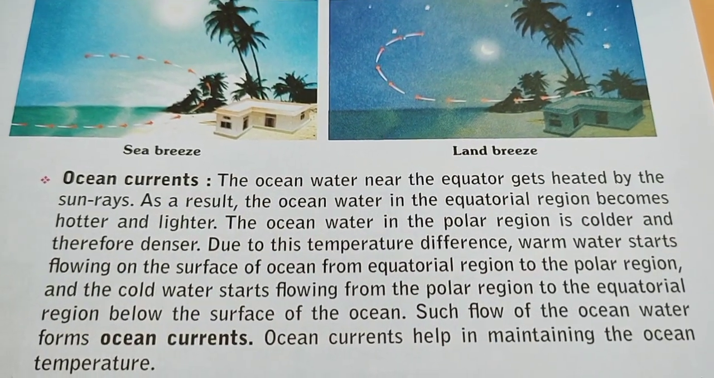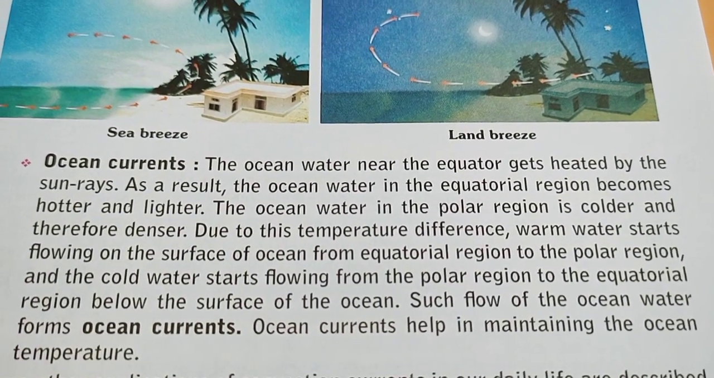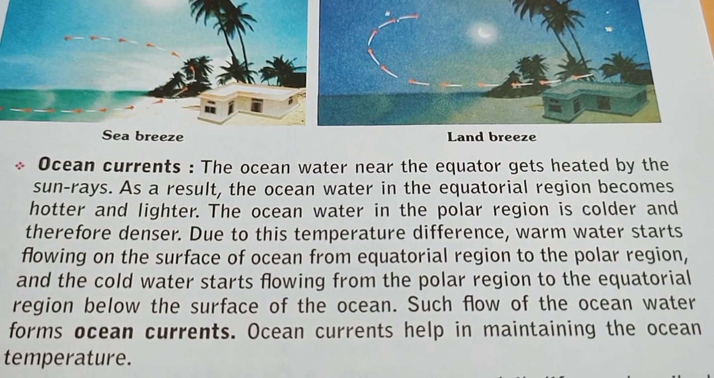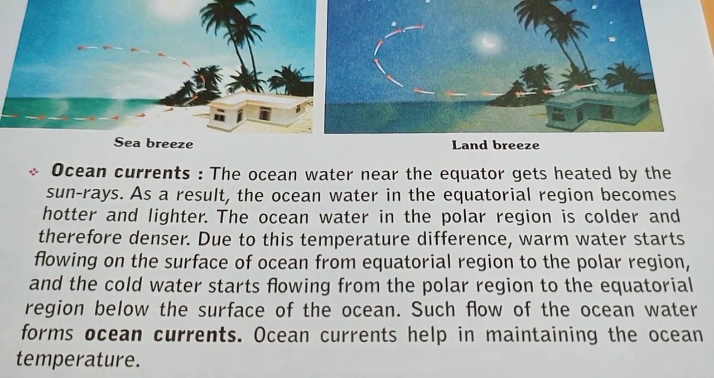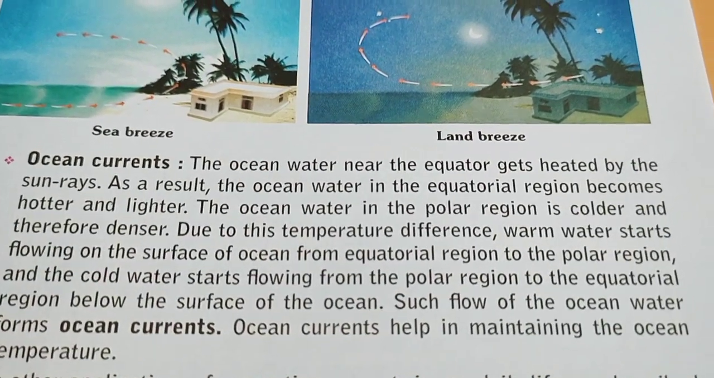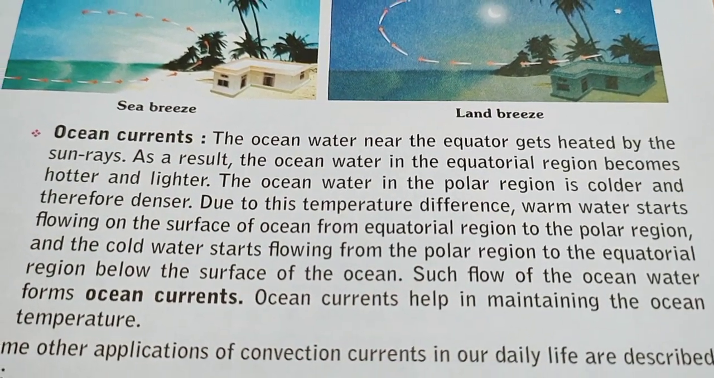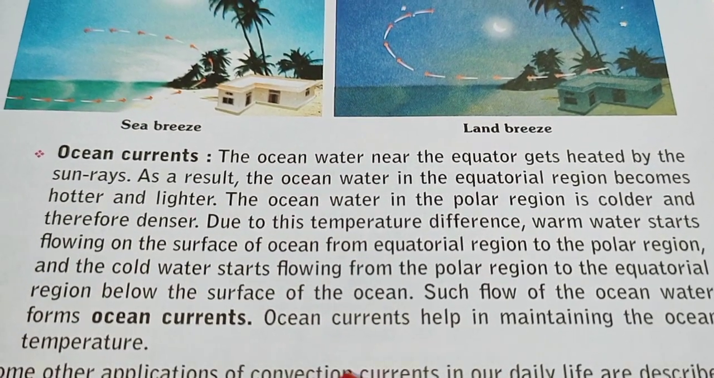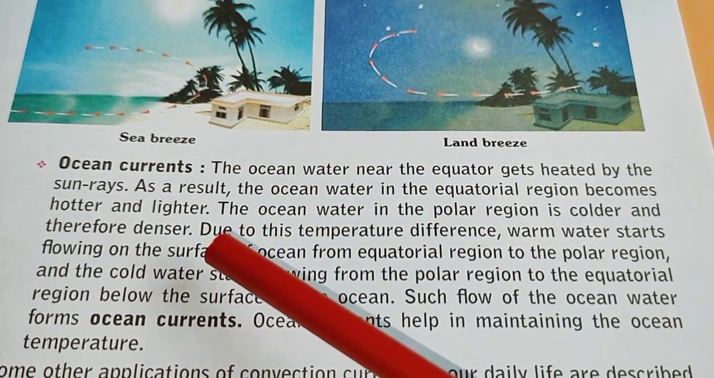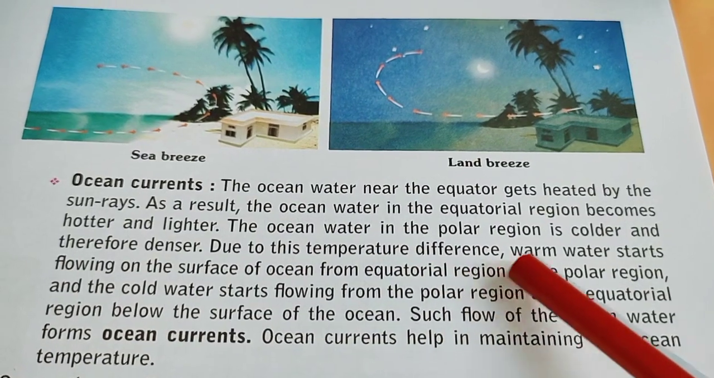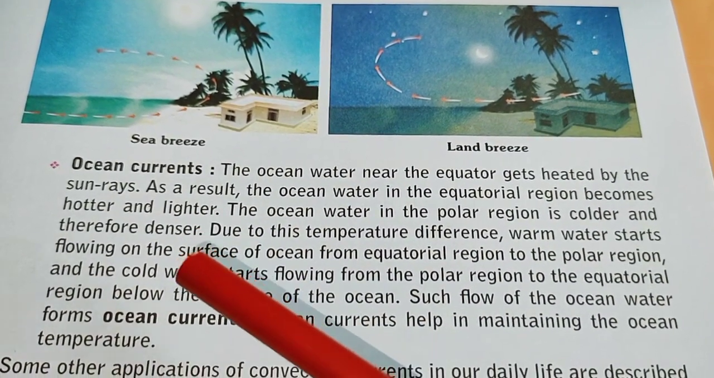So this concept of land and sea breeze is actually applicable to ocean currents. Ocean water near the equator gets heated by the sun rays because the equatorial region of Earth gets the most amount of heat from the sun. As a result, the ocean water in the equatorial region becomes hotter and lighter. The ocean water in the polar region is colder in comparison, therefore denser.